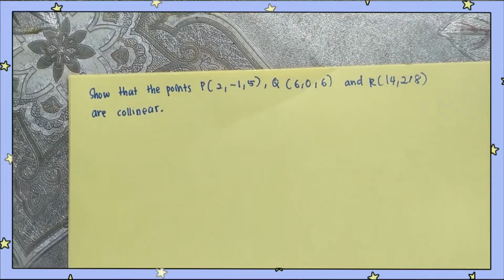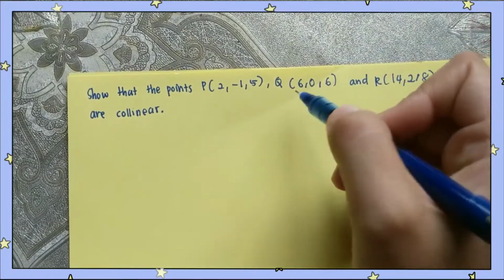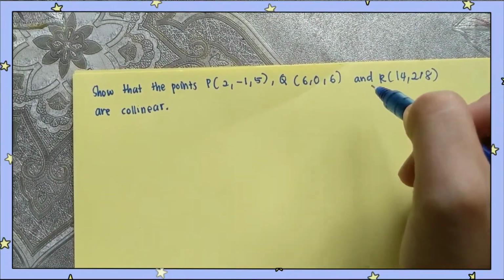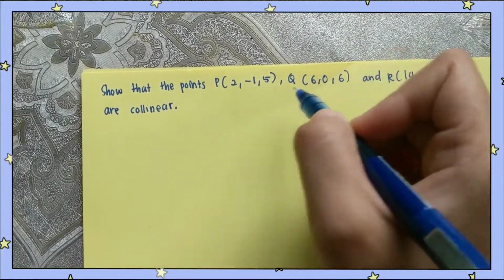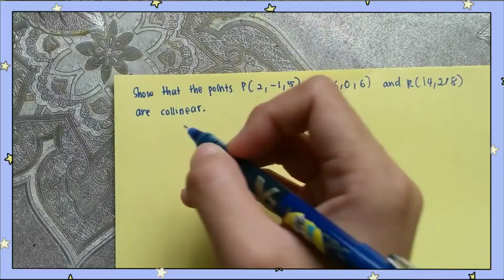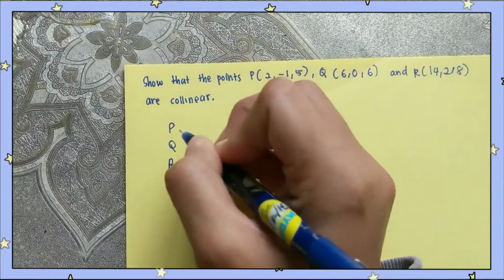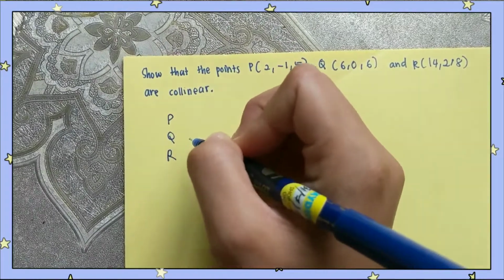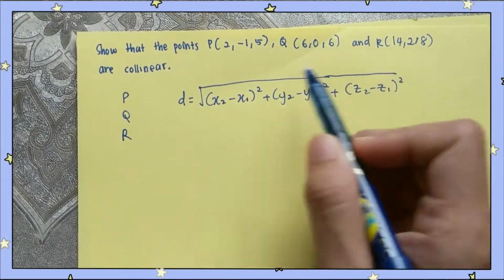For example, we have this question. Show that the points P(2, -1, 5), Q(6, 0, 6), and R(14, 2, 8) are collinear. To show that these points are collinear, first we need to find the distance between the 3 points. To find the distance, we use this formula.